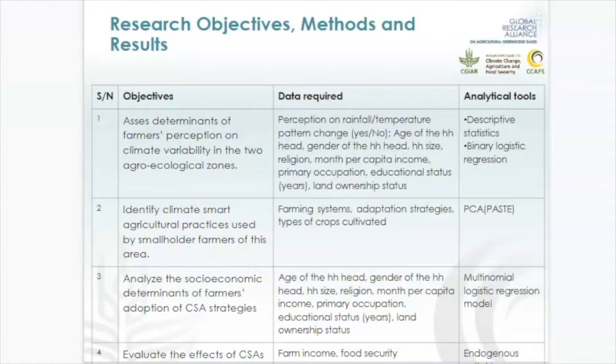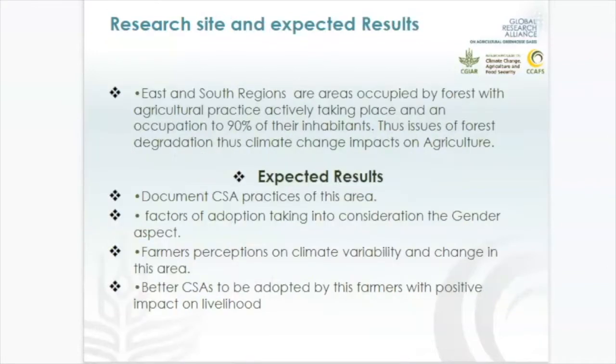Secondly, we'll identify the climate smart practices in this area, and we'll need data on farming systems, adaptation strategies, mitigation strategies, and the types of crops cultivated. We'll use PCA. And thirdly, we'll analyze the socioeconomic determinants of farmers' adoption of these practices. We have similar data to objective one, and here we're using a multinomial logistic regression model. We'll also evaluate the effect of these practices on livelihoods, where we need data on farm income and food security. And here we use the multinomial endogenous switching regression to capture that.